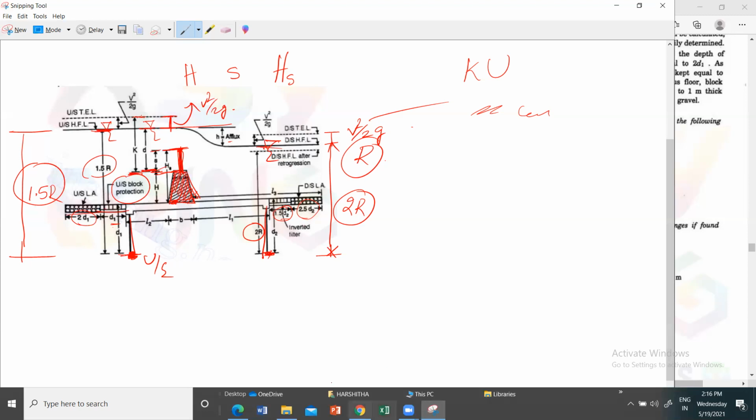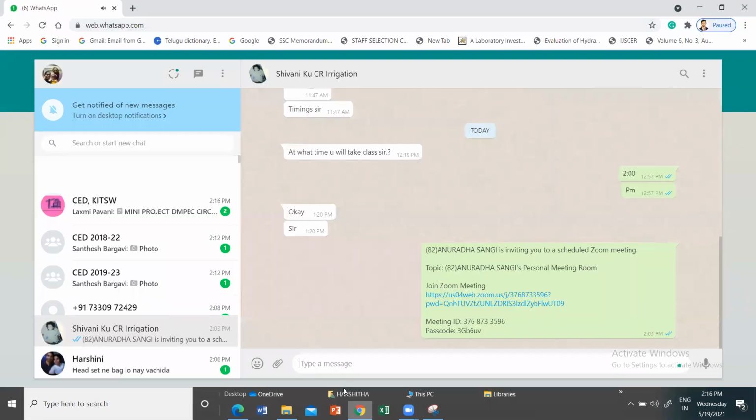In the previous class I also explained the same thing, and now also I am explaining it, because we need to understand what this terminology is and what these levels are. Only then can we understand the problem.